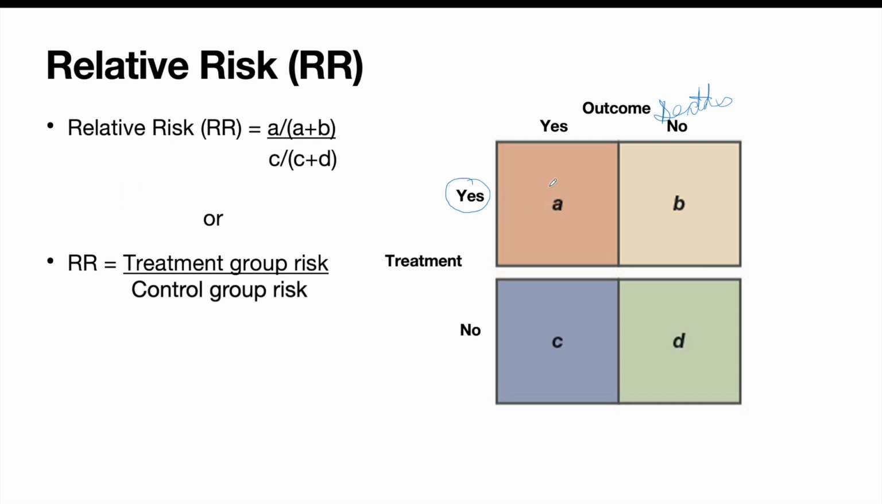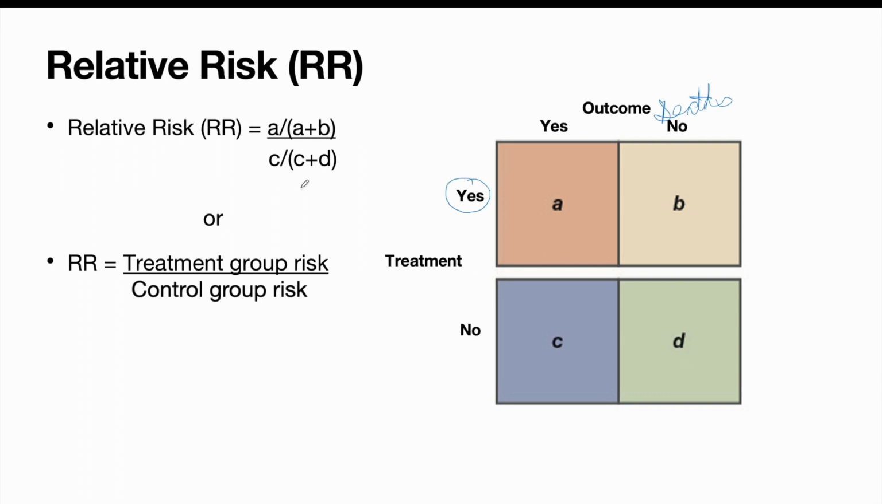So if we had a certain number of patients here that died and also received the treatment, we would put that number right in here. For the people who received the treatment and stayed alive, we would put that number right here for B. For people who did not receive the treatment and had the outcome of death, we would put that number here. And for people who did not receive the treatment and did not have the outcome of death, we would put that number here. And then we plug and chug into our formulas here.